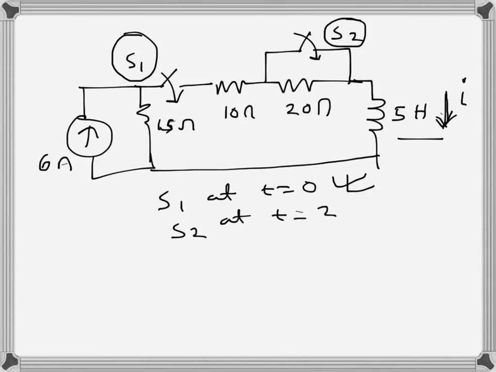So we need to find the expression of current for t between 0 and 2, and then t greater than 2. These two we need to find. So let's look at the situation when S1 is closed and S2 is still open, that is between 0 and 2. So the circuit will become like this.